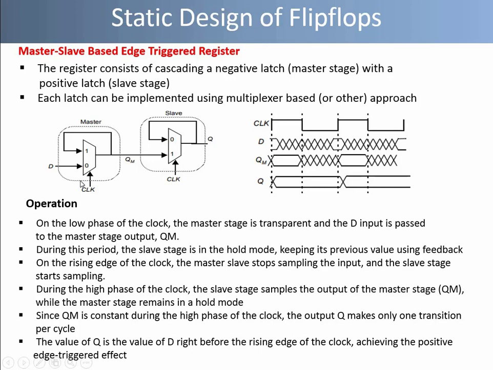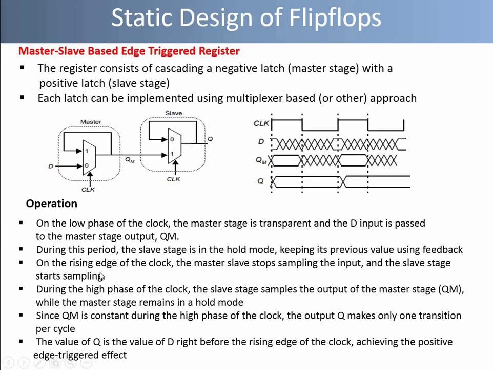The operation of this arrangement of latches is as follows. On the low level of clock, the master stage is in transparent mode, so the input D is copied to the intermediate output, and during this period the slave stage is in opaque mode. It means that it is holding the previous value of input using the feedback.